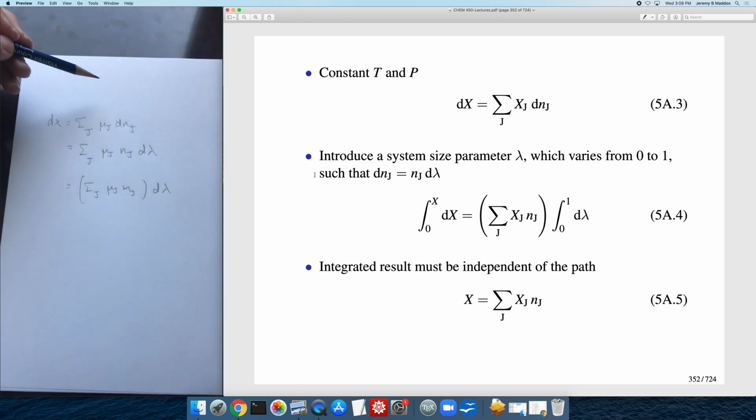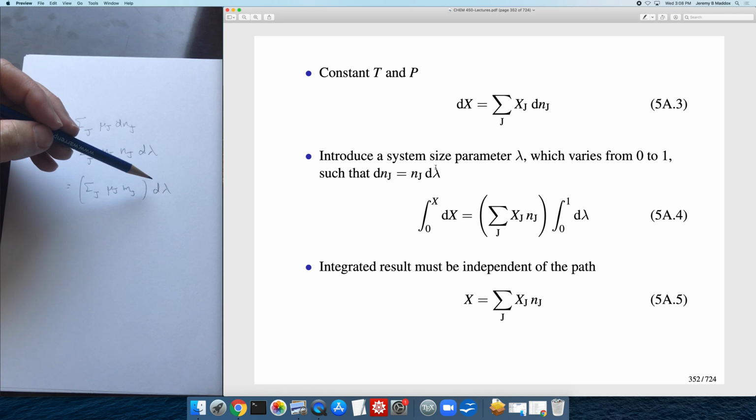The nice thing about this math trick is it takes all of these different variables, all of these different n_j's, for each component in the system, each a separate variable, and puts all of those variables on an equal footing and allows us to factor out the d lambda.